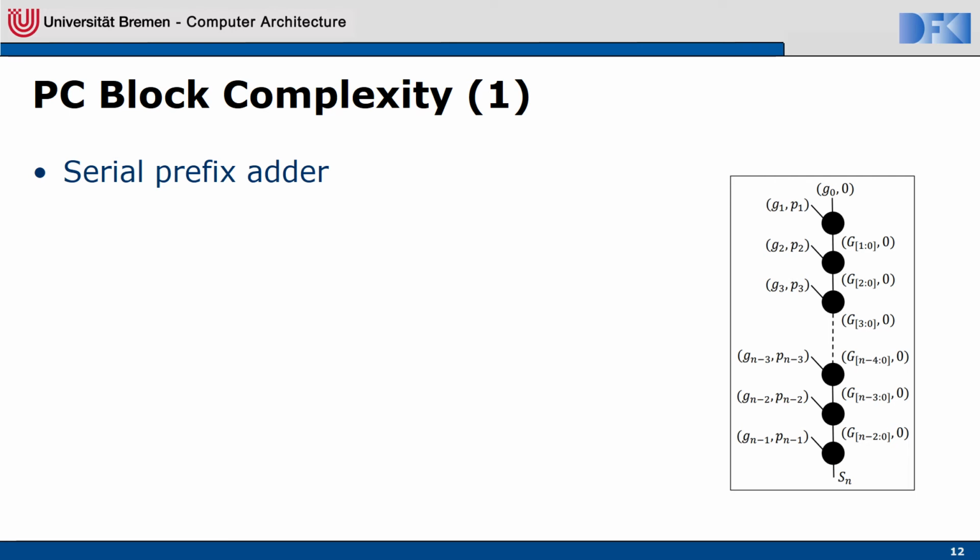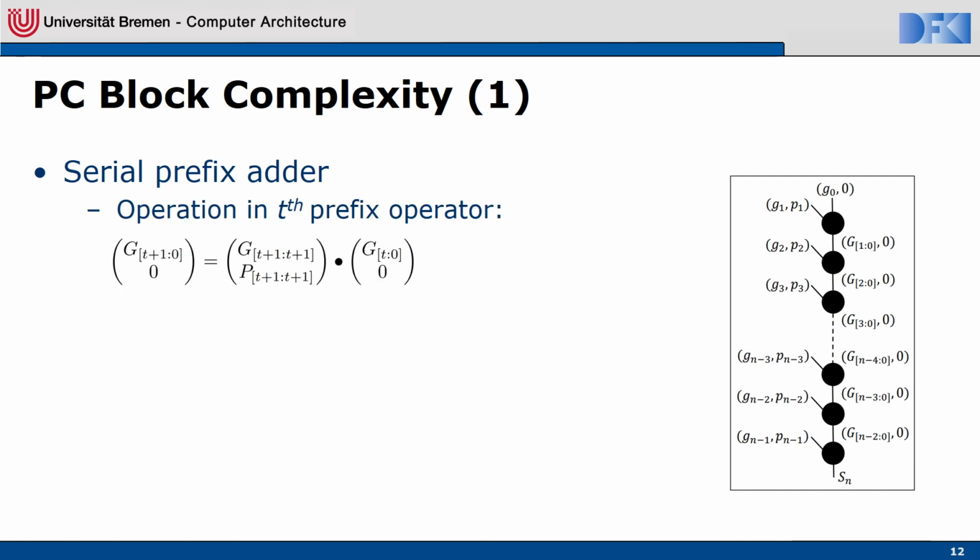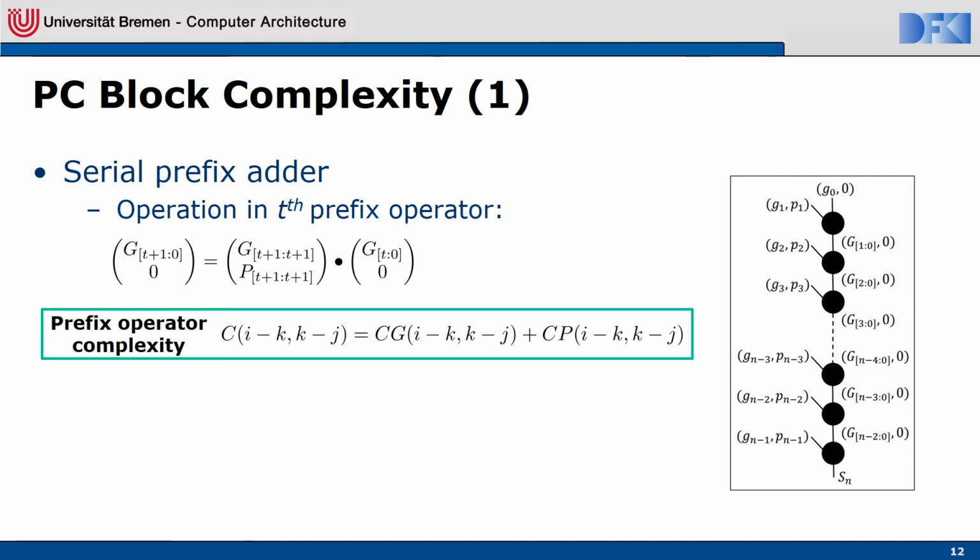In a serial prefix adder, the prefix operator in the T position performs the following operation. In the previous slide, we have calculated the complexity of a prefix operation. So based on that, we can obtain the complexity of the prefix operator in the T position. In a serial prefix adder, we don't use the group propagate signals. Thus, we can exclude them from the calculations. In other words, the complexity of computing group propagate equals 0.